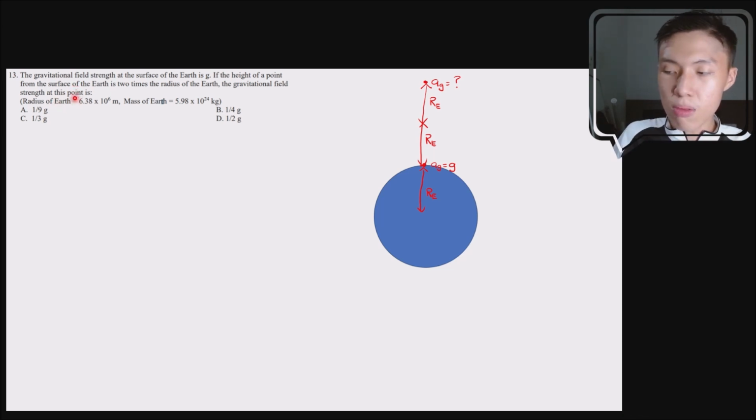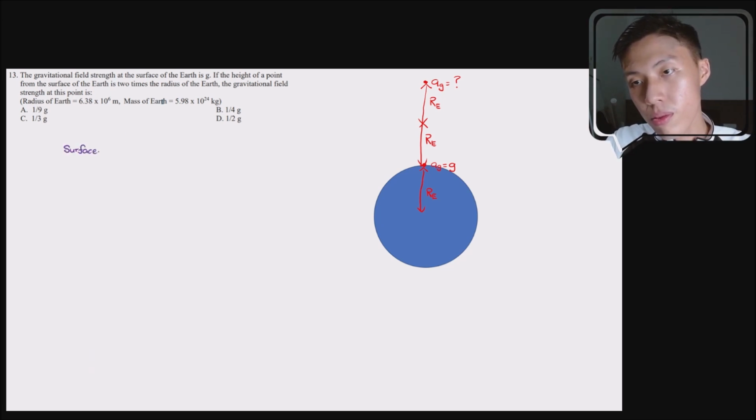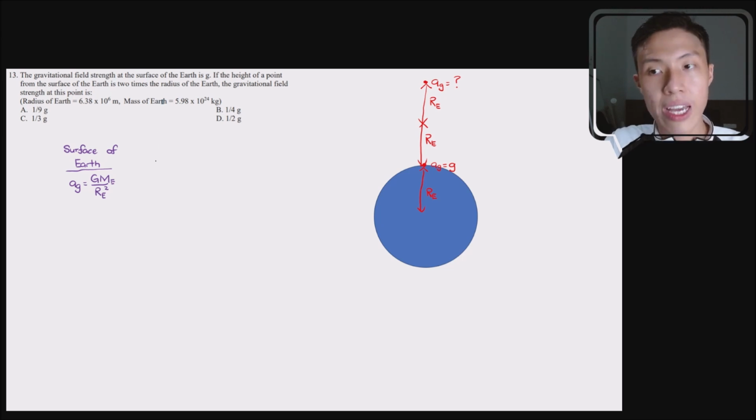So this is similar to a ratio question. What we are going to do is build the equation, one for the surface case, one for the point case. Okay, so if you're on the surface of the Earth, your acceleration due to gravity will be equal to G M, the mass of Earth, let's call it big M, divided by r subscript e squared. Okay, let's label this M subscript e. So this is the gravitational field strength at the surface of the Earth.